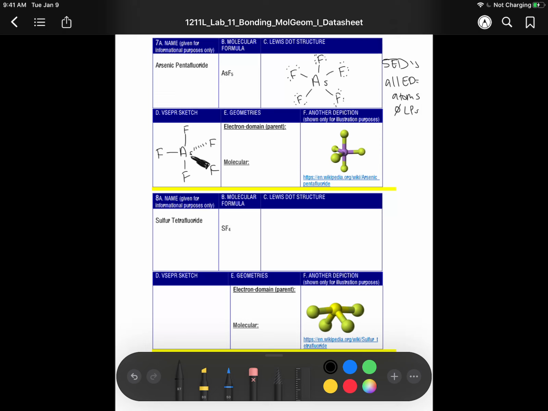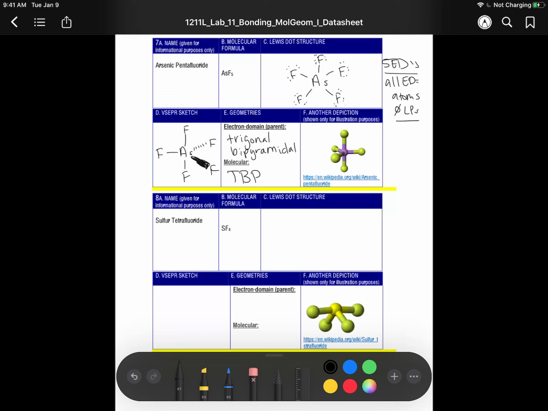So that is our VSEPR sketch. You do not need to add the lone pairs in your VSEPR sketch for anything but your central atom. After we do that, we're going to do our electron domain geometry. Our electron domain geometry is based on how many electron domains we have. We have 5 electron domains, so this is trigonal bipyramidal. And our molecular geometry is going to be the same as our electron domain geometry because we have 0 lone pairs, so this is also going to be trigonal bipyramidal.